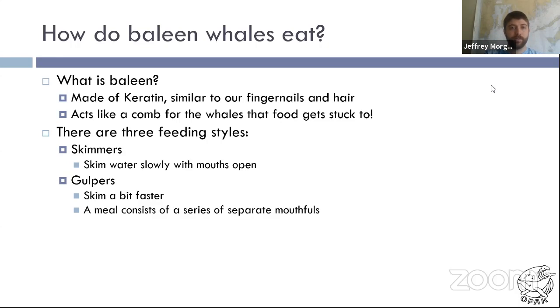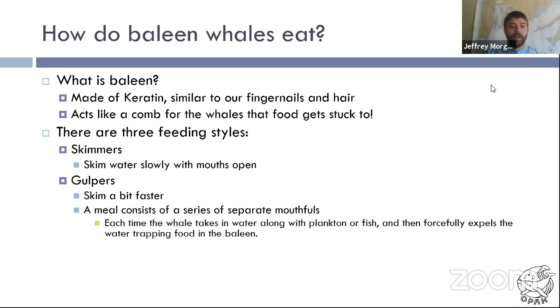And we have our gulpers, and these skim, but a lot faster, and they're taking bigger gulps of water, sometimes as much as their own body. And so each time they take a big gulp of water, they're going to forcefully expel all of that water as well. So our skimmers are coming across the top nice and slow. Our gulpers, think of humpback whales, and our other rorqual whales, they are taking bigger gulps of water.